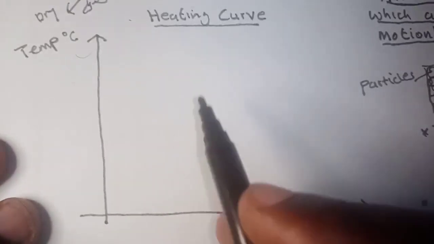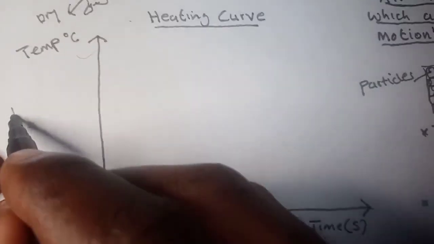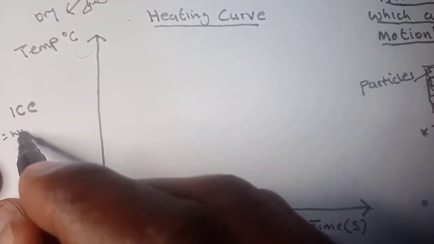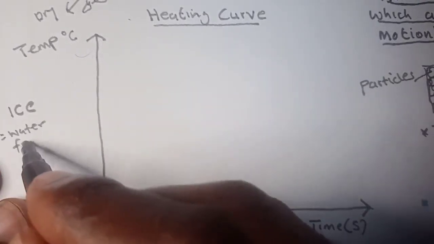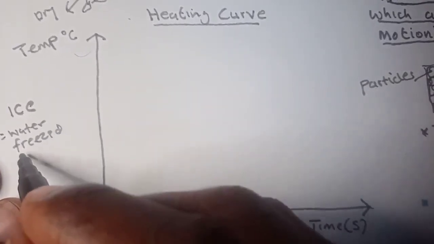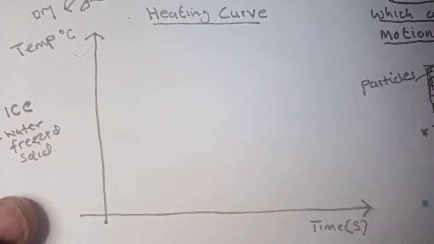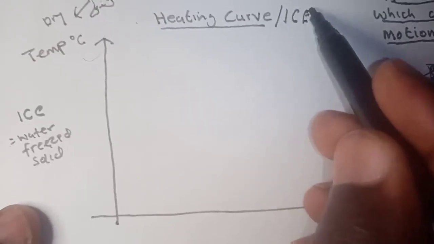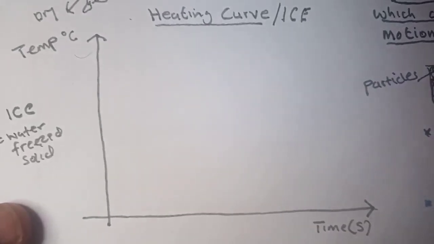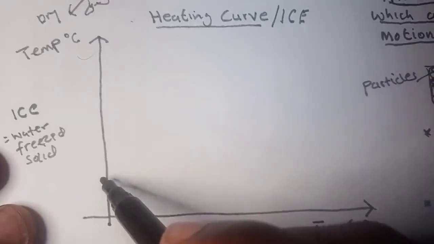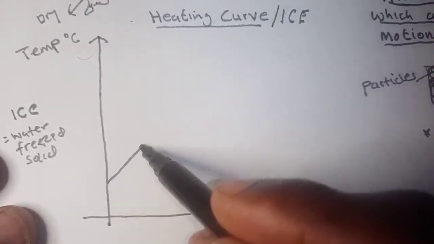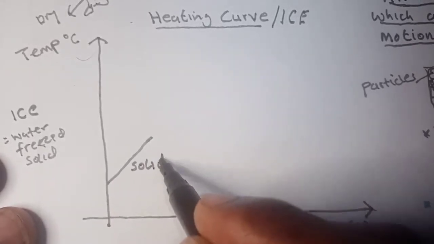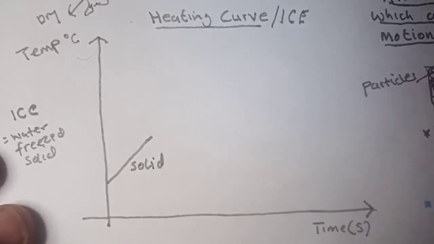Let's say what we are trying to heat here is ice. Now ice, what is ice? Ice is just water that has been frozen, and hence it's in solid state. So this is a heating curve for ice. When you get the ice, you start heating. The first state that it will start in is solid.